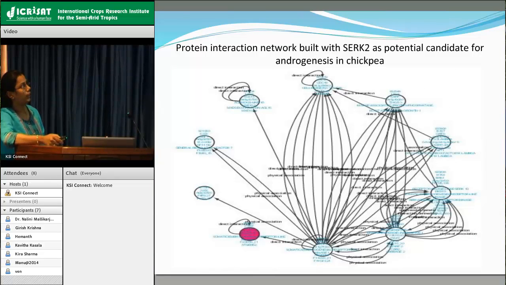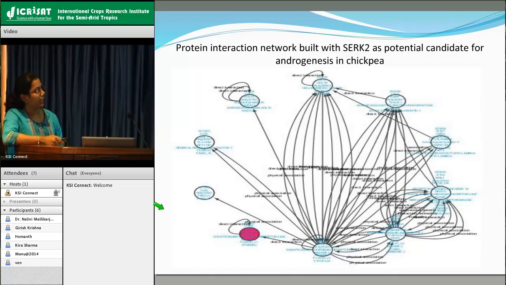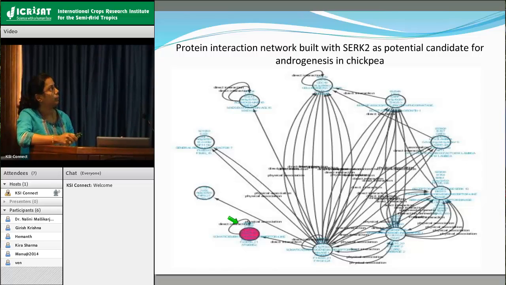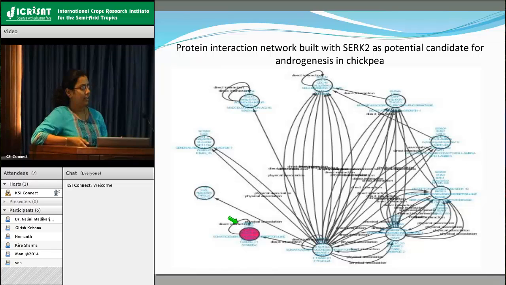Sorry, this is not very clear, but this is the query SERK. This has been built using Cytoscape, and we can see that SERK is self-interacting. These arrows represent the direction of interaction, and SERK is self-interacting, and it is under the direct influence of SERK1, which is another protein belonging to the same family. And further, SERK1 has these many interactions, both physical interactions and direct interactions. So I would say that SERK is a good candidate to be selected as a marker for androgenesis in chickpea.